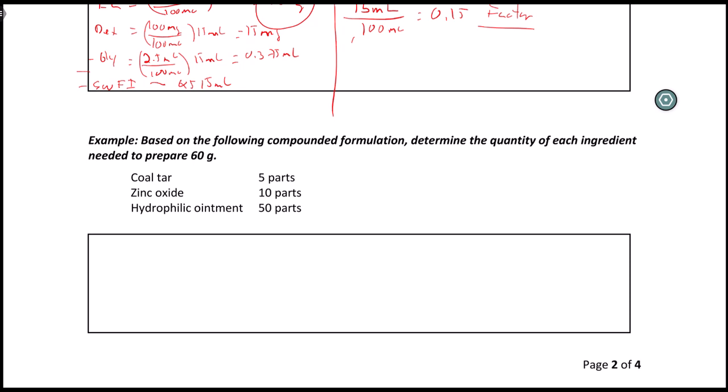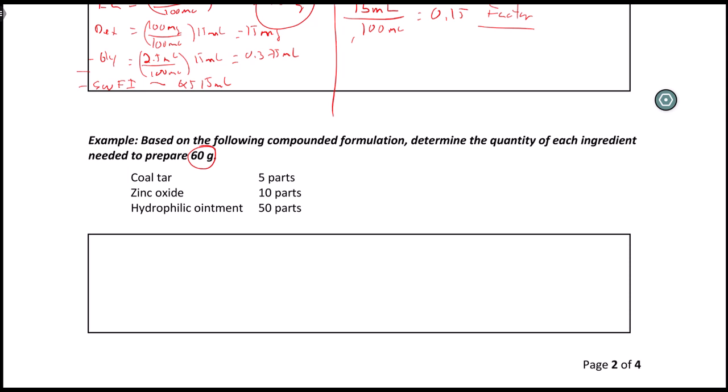It says, based on the following compounded formulation, determine the ingredients needed to prepare 60 grams. This gives us a formula for, we have here coal tar. It's an ingredient that's almost like tar. We have zinc oxide, which is going to be a white powder, and then this is going to be hydrophilic ointment, which is an ointment. So we're going to take these ingredients and we're going to mix them into an ointment and make a medicated ointment with coal tar and zinc.